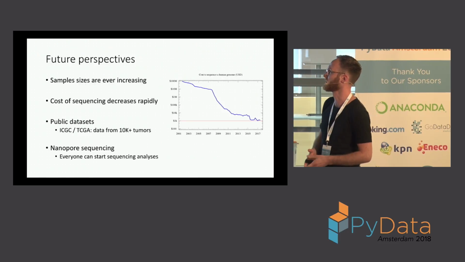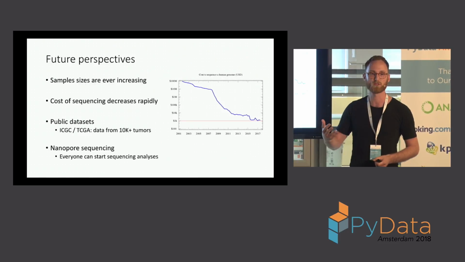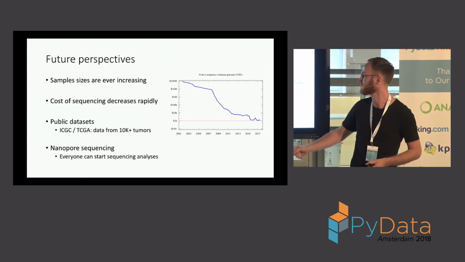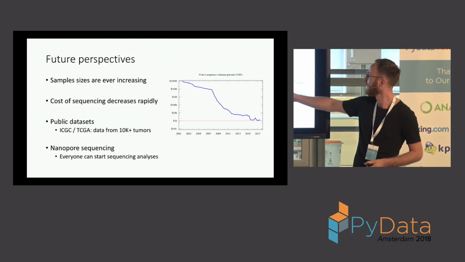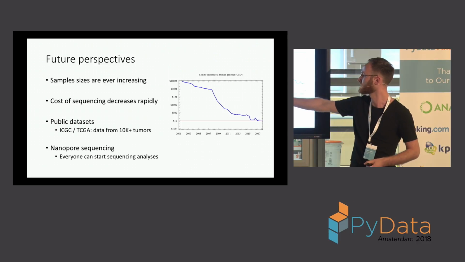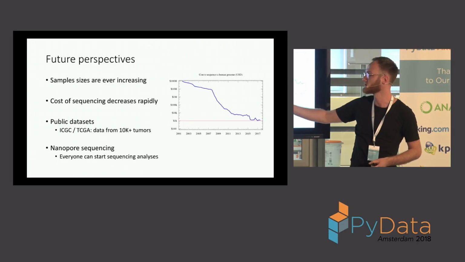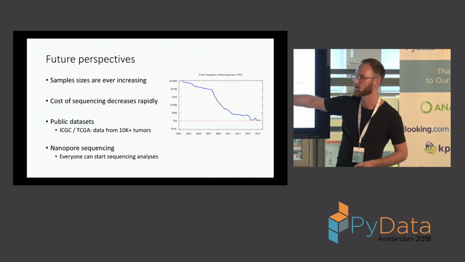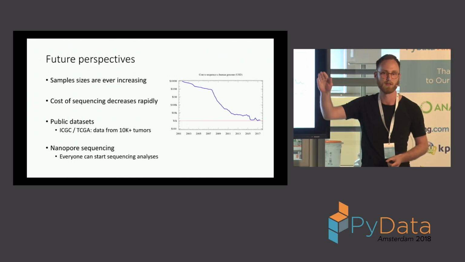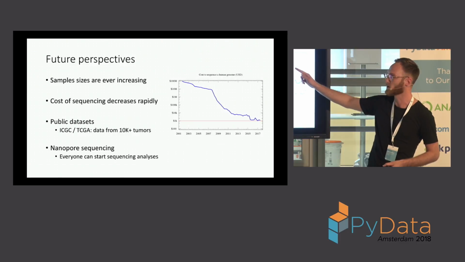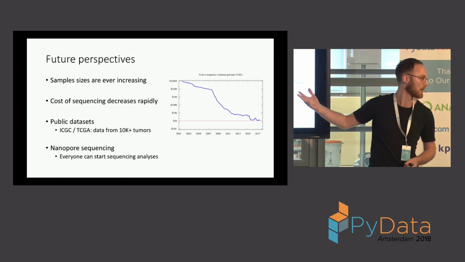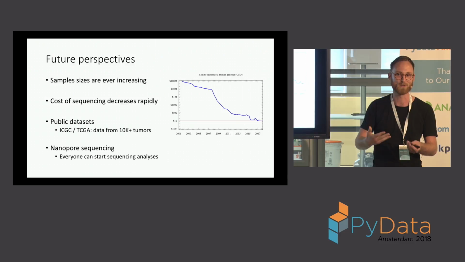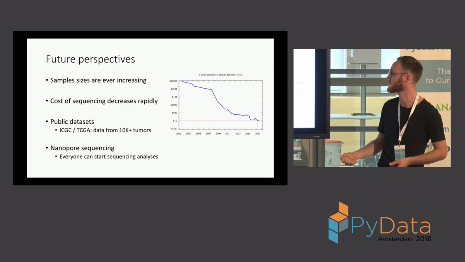Sample sizes are ever increasing, and this is mostly because the cost of sequencing really decreases rapidly. If you look at this graph here, you can see the price on the y-axis of sequencing a human genome versus time. And note that this is actually a log scale. The price is on a log scale. So some people have suggested that the price goes down faster than Moore's law, which suggests that at some point we're not even going to be able to keep up computationally with the amount of data that we're producing here from sequencing.